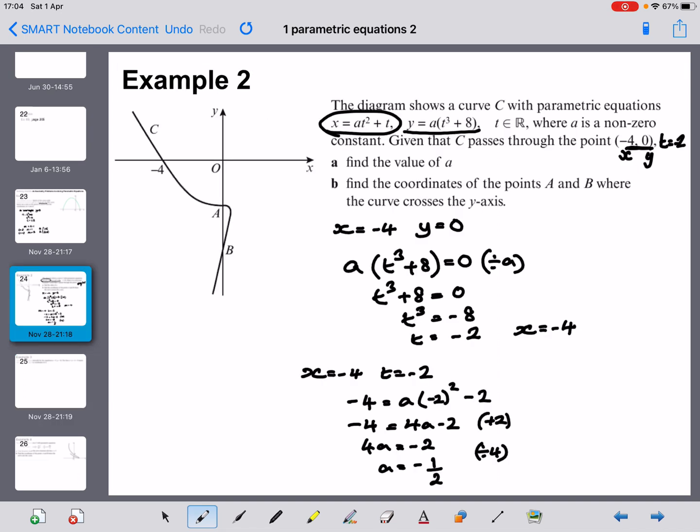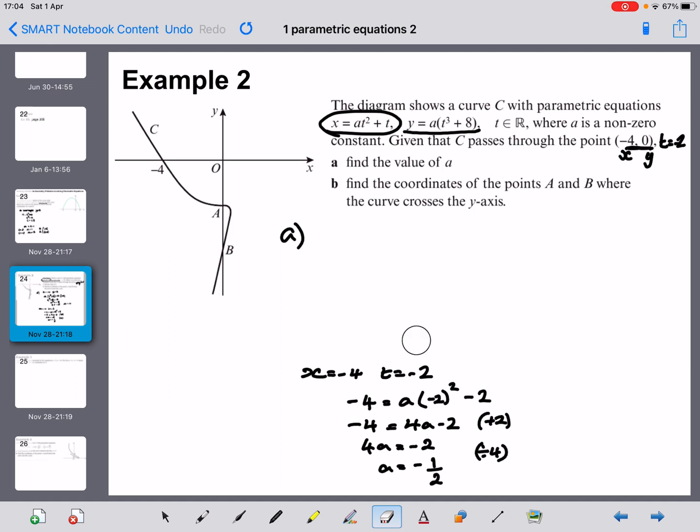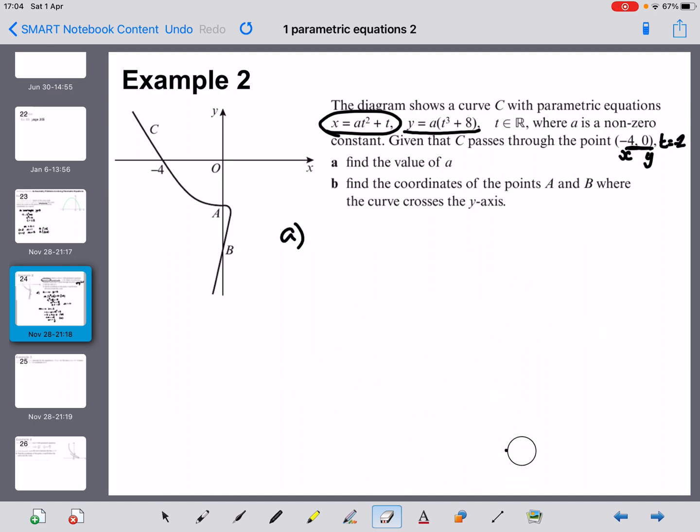In fact, I'll just go back because I've realised I've not done part B. So that was part A. Apologies. So that was part A. I found the value of a. Now we need to find the coordinates of the points A and B where the curve crosses the y-axis. So I've just gone back to example 2 because I hadn't finished it.